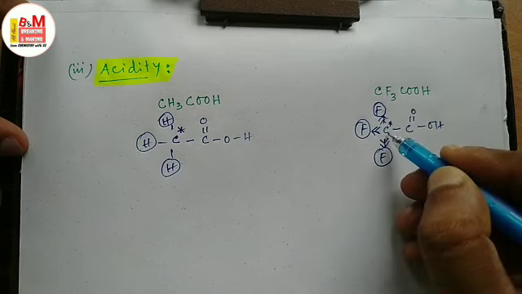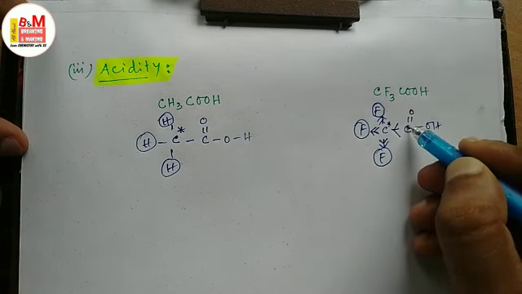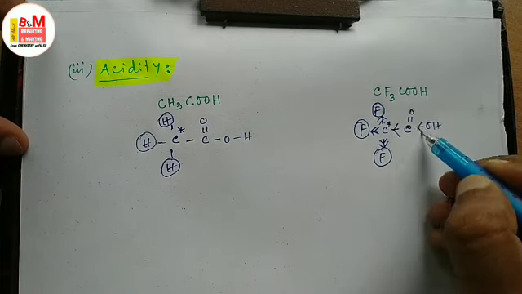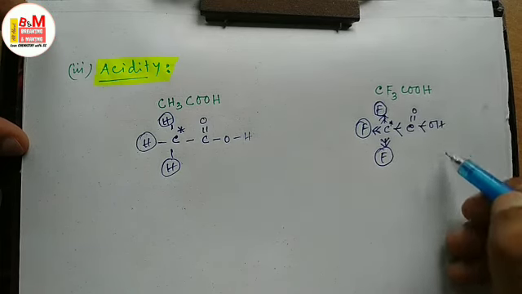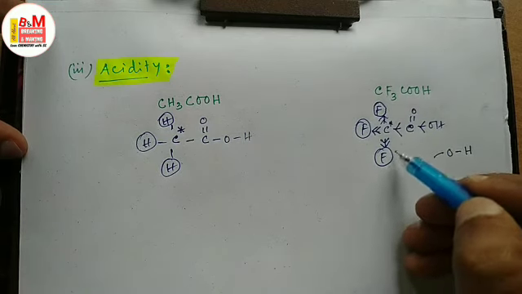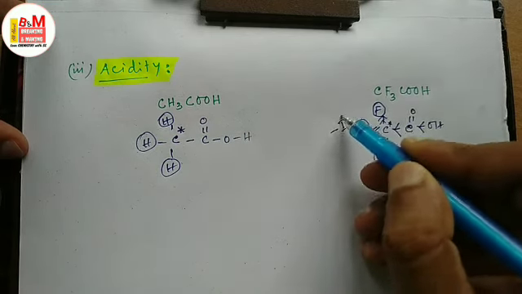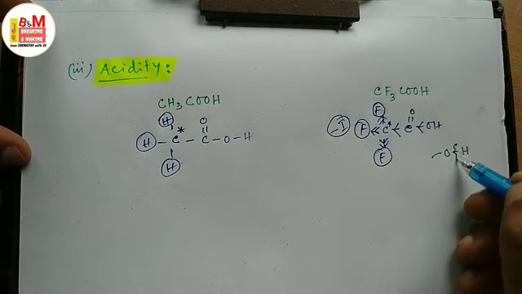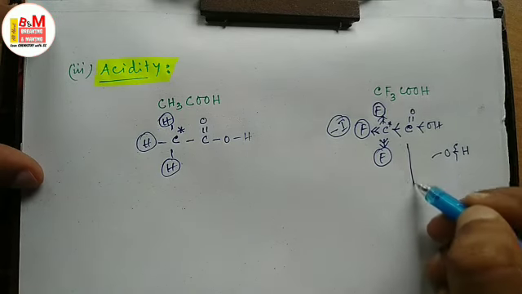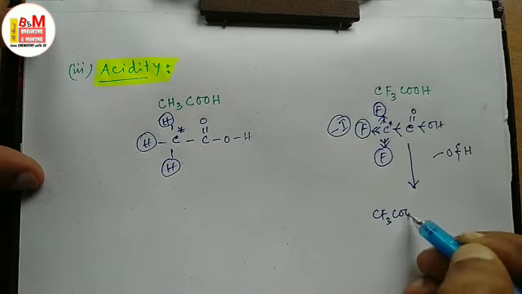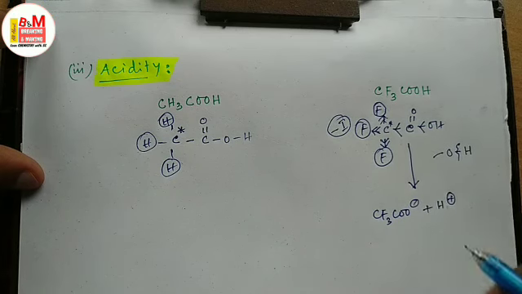So this carbon will also drag the electron density from this adjacent carbon center, which will affect this carbon-oxygen bond. Thereby this OH bond is affected by the presence of these three strong minus I effect containing fluorine atoms. It is more polar here, thus breaks very easily and gives rise to the products, this anion and H plus.